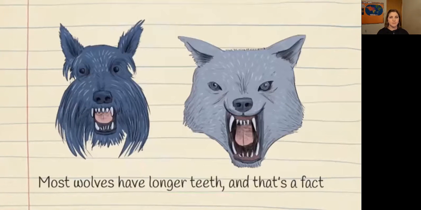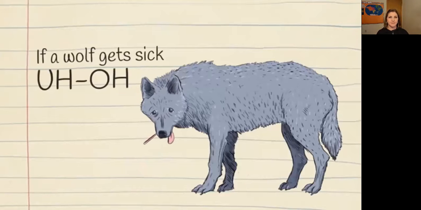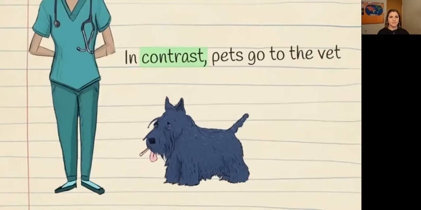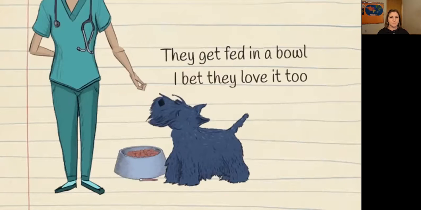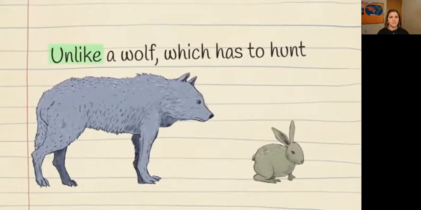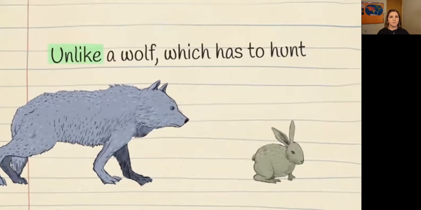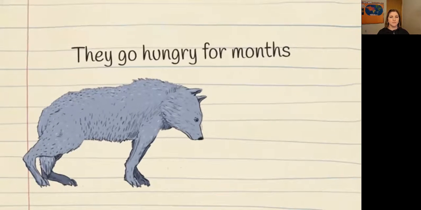Most wolves have longer teeth, and that's a fact. If a wolf gets sick, there's no medicine. In contrast, pets go to the vet. They let them in. Domesticated dogs don't worry about food. They get fed in a bowl. I bet they love it too. Unlike a wolf, which has to hunt, and if it can't find much food, they go hungry for months.